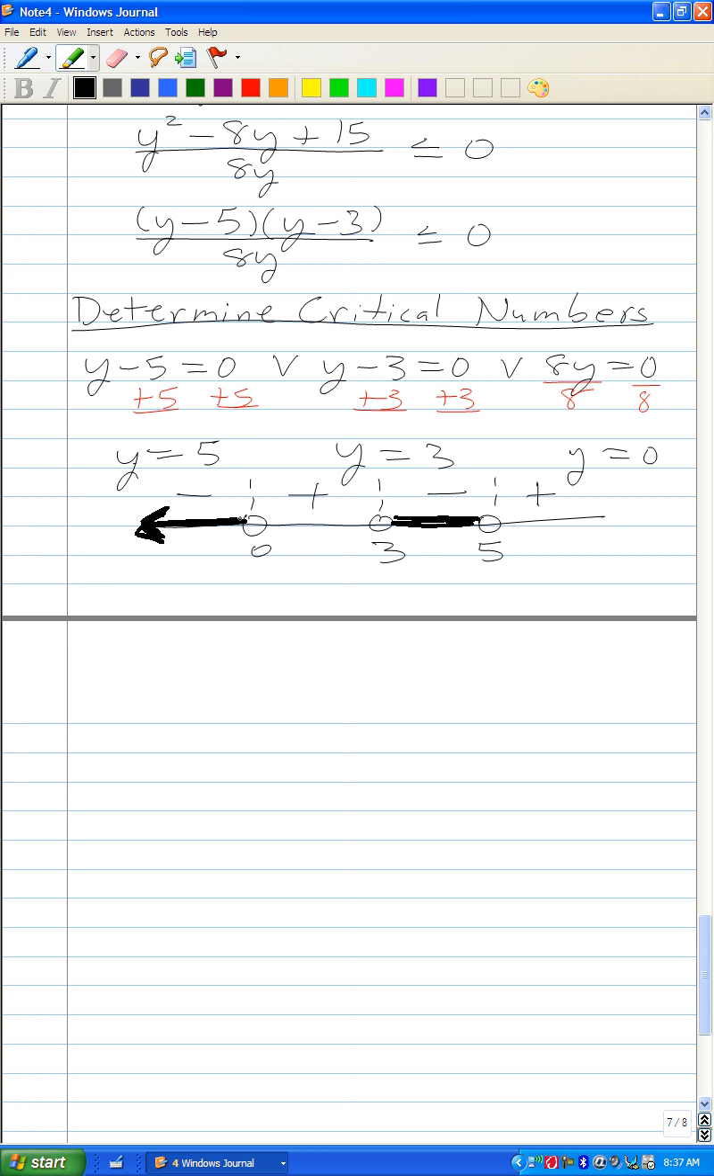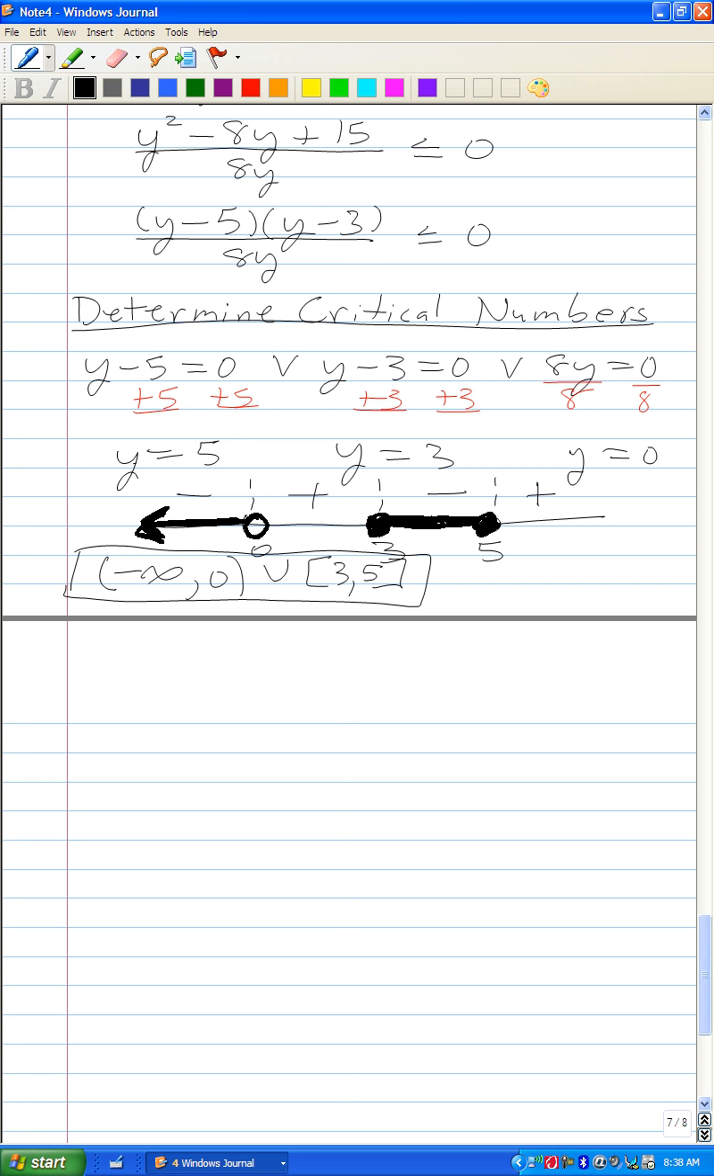And I want this to be less than or equal to, so I'll fill in every critical number except for those critical numbers where the expression is not defined. This expression is not defined when you divide by 0, when y is 0. So y equaling 0 will not be filled in, but all other critical numbers, 3 and 5, will be filled in. And so my answer is the open interval, negative infinity to 0, union the closed interval, 3 to 5. And that is your answer.